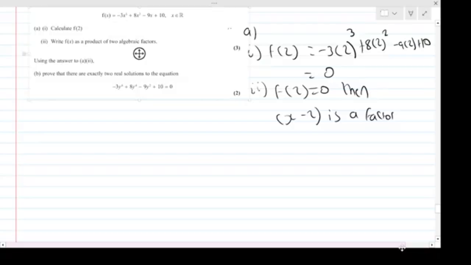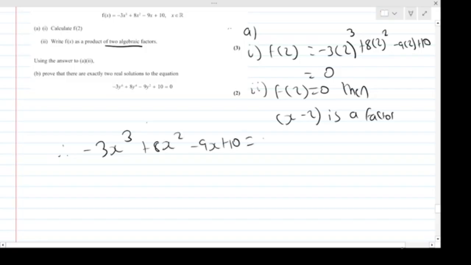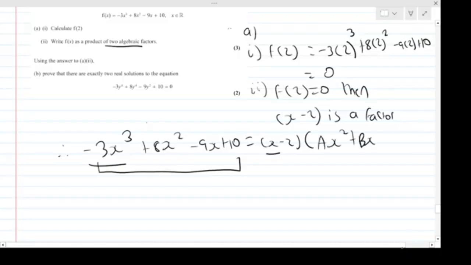Okay, well then therefore, as a product of two algebraic factors, if x minus 2 is a factor of f of x, which is minus 3x cubed plus 8x squared minus 9x plus 10, then x minus 2 is one factor, and so we need another factor. Now, similar idea to what we looked at in the previous few examples. If you have a cubic here, we have minus 3x cubed. We have an x term, so to get x cubed, we need an x squared factor. So we need a quadratic factor. So again, it will be ax squared add bx plus c.